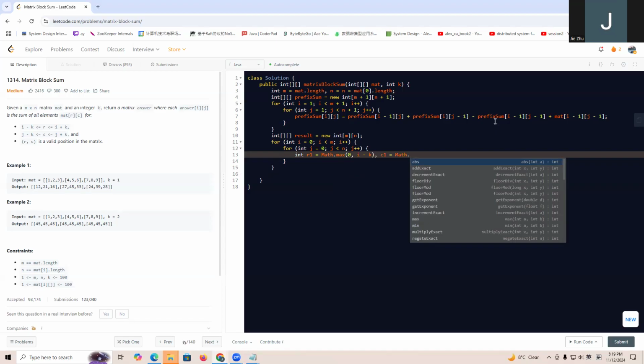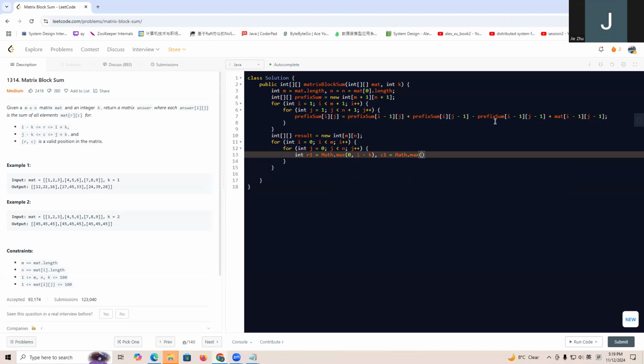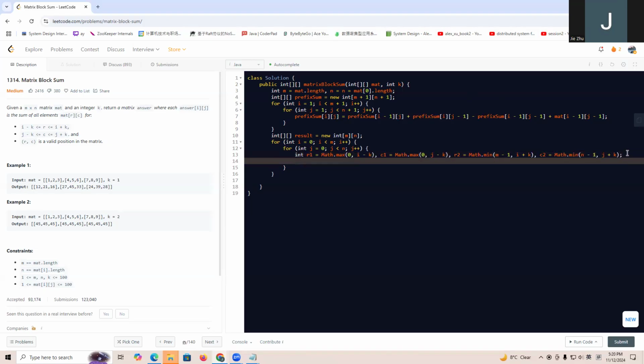So it is max of 0 and j minus k. And also we'll have row 2: the bottom right should not exceed the bound, so it is Math.min of m minus 1 and i plus k, and column 2 should be Math.min of n minus 1 and j plus k. So this is plus k, not plus 1.